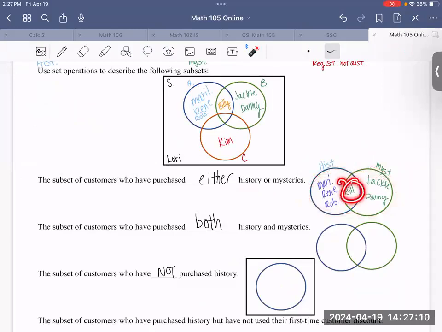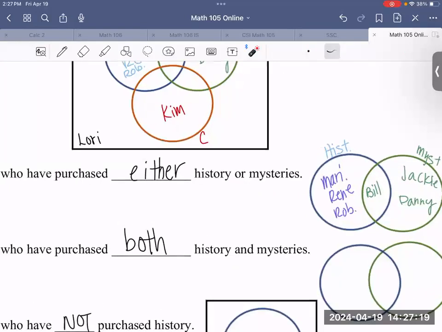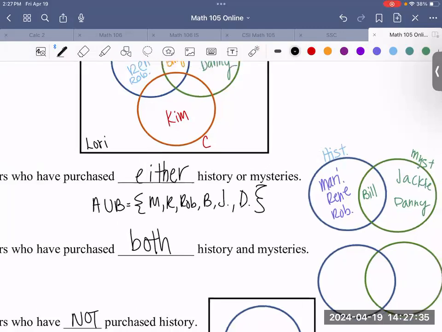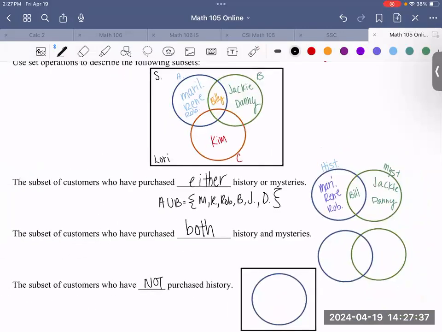Now notice that Billy, because we put him in once in the middle instead of in both, we now do not have to double count him. So A or B is Marilyn, Renee, Robert, Billy, Jackie, and Danny. Now, the subset of customers who have purchased both history and mysteries would in fact be only Billy.